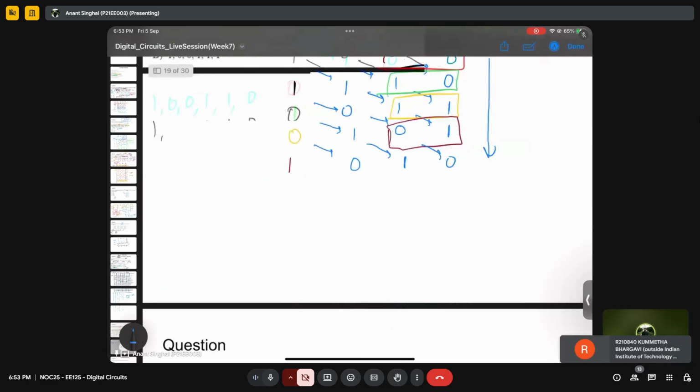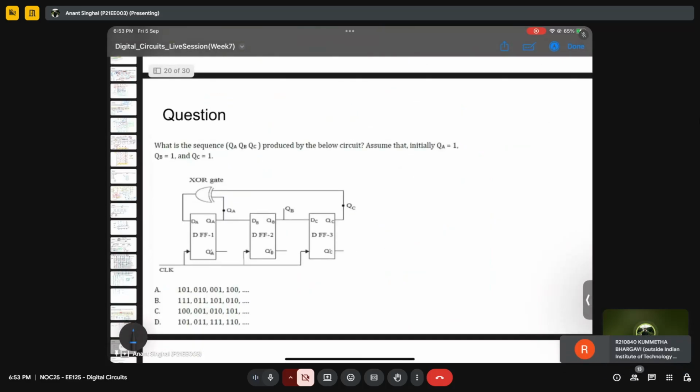So let's move to the next problem. This is again a very good, similar problem. There are three flip-flops, and the first and the third have the XOR connection. Initially we have QA, QB, QC as 1, 1, 1. We need to find the sequence produced by the circuit below. You need to do the same thing. This is even easier, so let me know quickly what the answer is. Maybe you can take 2-3 minutes and let me know.